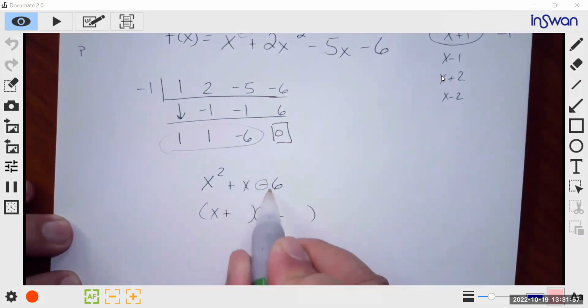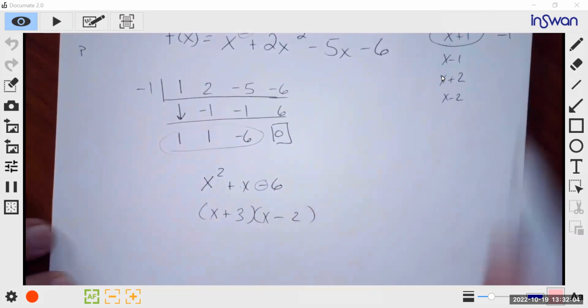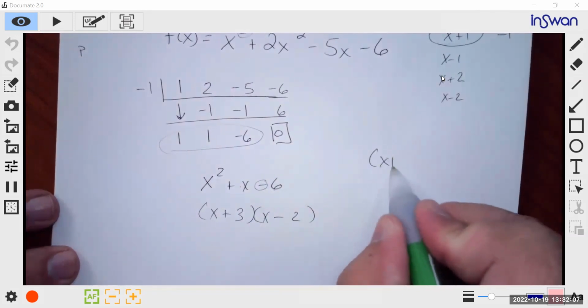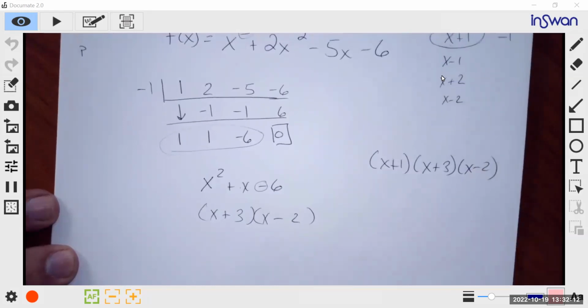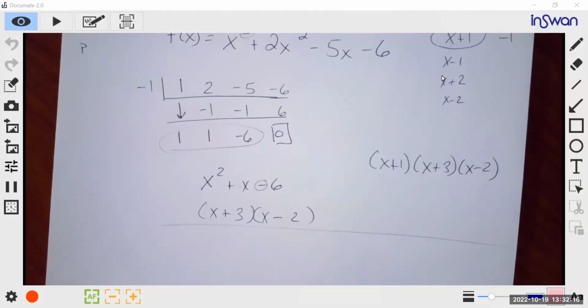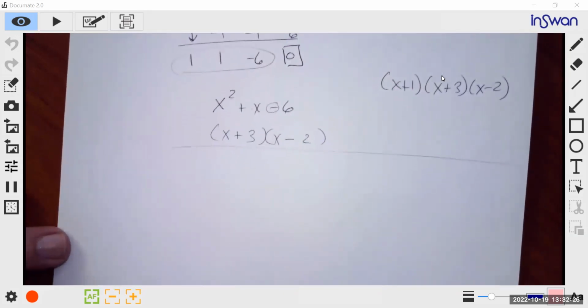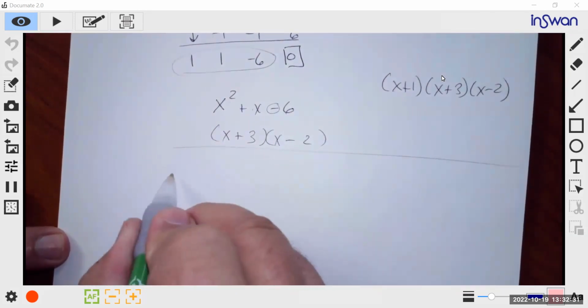Opposite signs. 3 and 2, because what times what is 6, and when you subtract them, you get 1? 3 and 2. So those are my factors. x plus 1, x plus 3, x minus 2. There's one. Do synthetic division with this one.